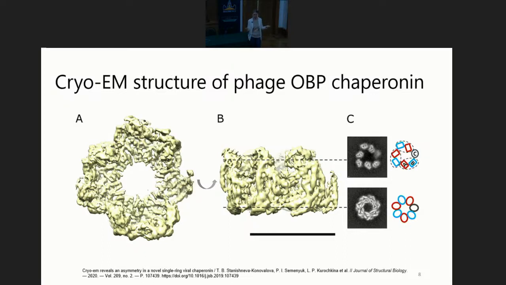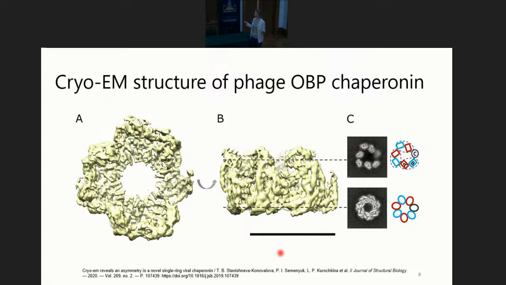We didn't have enough density in the apical domains. At first I thought this was me, because I was just starting to get familiar with data processing in cryo-EM, and I thought maybe I just cannot get this right. But eventually it turned out that the problem is the chaperonin, that it's just asymmetrical in its nature, although all of the subunits are the same. This pattern of subunits is visible at the level of the apical domains.